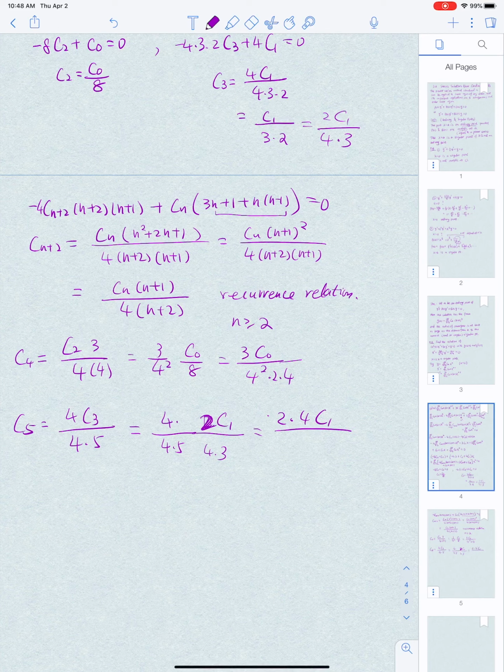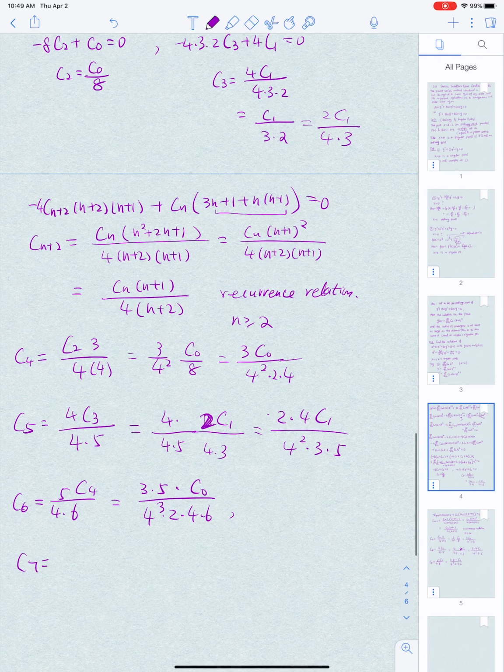write it as 4 squared times 5 times 3. Or let me write the smaller number first: 4 squared times 3 times 5. All right, now C6. First use the recurrence relation and then replace C4. And C7.